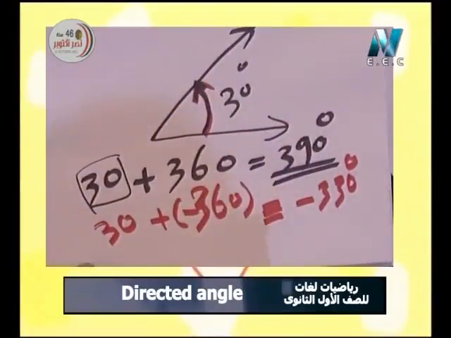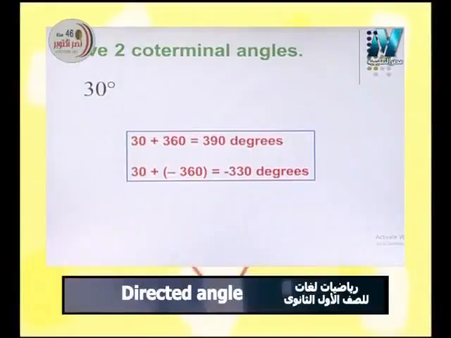Let's go to the start of the slide. As we did, 30 plus 360 equals 390 degrees, so 390 degrees will be an equivalent angle, and it's positive. The positive equivalent angle, or the positive coterminal angle, for 30 degrees. And for this one, we add 30 to negative 360, which is negative 330 degrees, another negative coterminal or equivalent angle to the angle 30.